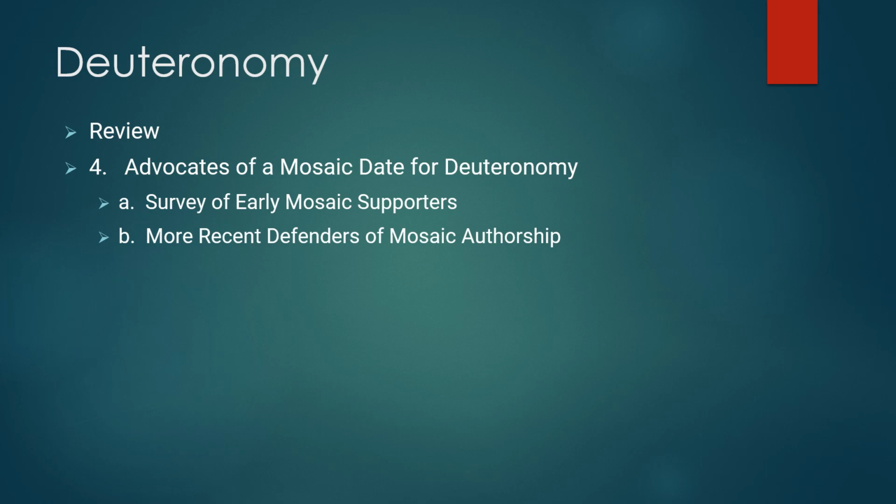And then E.J. Young, a professor at Westminster Seminary, wrote his Old Testament introduction. The first edition was 1949. That was later revised and updated in 1960. He also defended the Mosaic origin of Deuteronomy. More recently, R.K. Harrison's massive work, Introduction to the Old Testament, in 1969, also defends the Mosaic authorship of Deuteronomy.